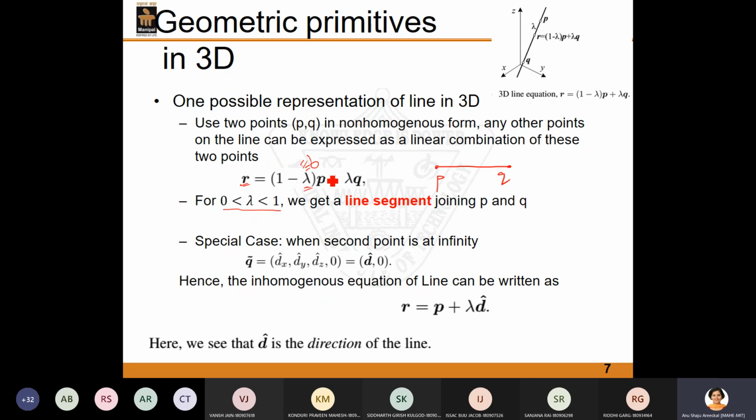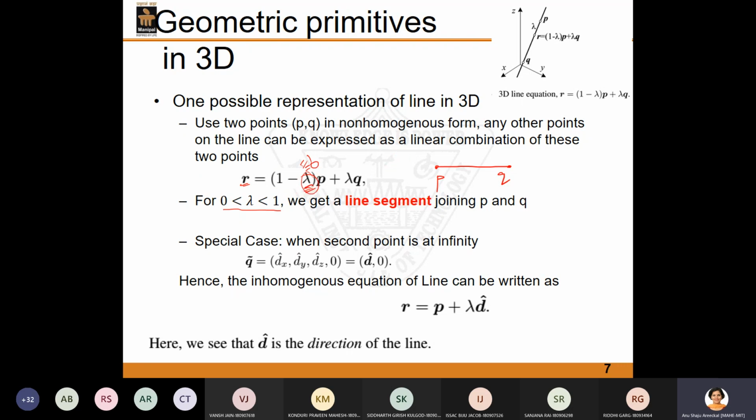Now, there is a limitation for this particular equation. We are introducing another parameter, lambda, so we are actually increasing the degrees of freedom, because you have this extra parameter which has to be varied. So this is not a very convenient form of representation of a line.